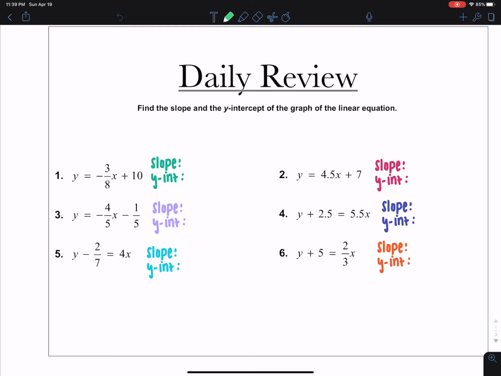Okay, so we'll start with the daily review. With each one of these lines, we need to figure out what the slope and the y-intercept are. Some of them are in slope-intercept form. So the first one, for example, you have y equals a number times x plus another number. So that's going to give you your slope and your y-intercept. But some of them, like number 4, are not in slope-intercept form. So we have to get rid of this 2.5 first by subtracting 2.5 from both sides. And then you can figure out what your slope and your y-intercept are.